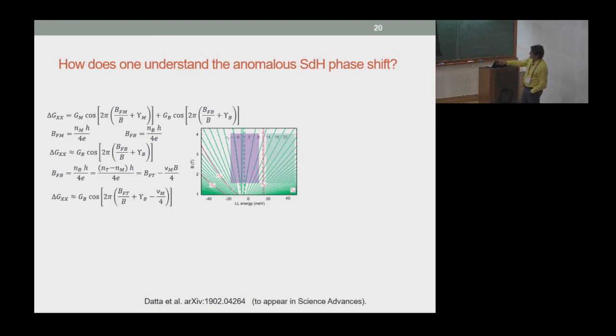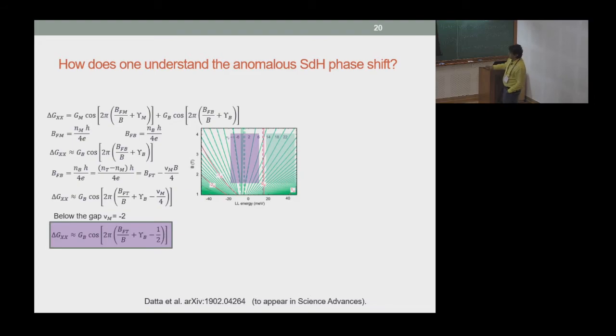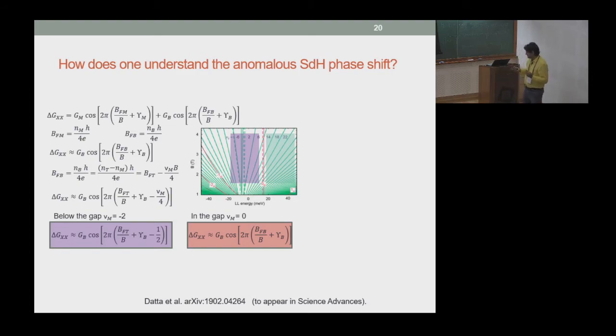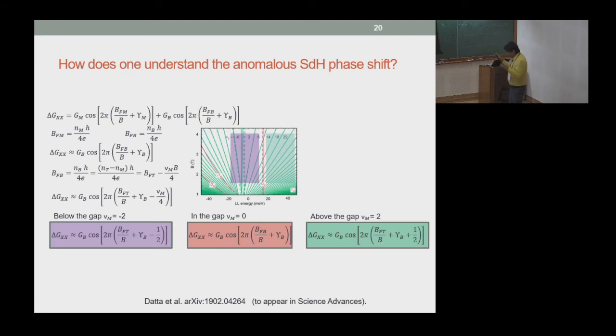So you basically get a factor of half times 2 pi. When you're sitting in the gap of the Dirac band, you don't get any phase because that particular Landau level is completely gapped out. And then when you fill it up, you basically get another factor of pi. So you basically get a minus pi here and a pi here. So because you have two bands and you cannot control populating one band or the other, you will get an anomalous phase pickup of the coexisting band.